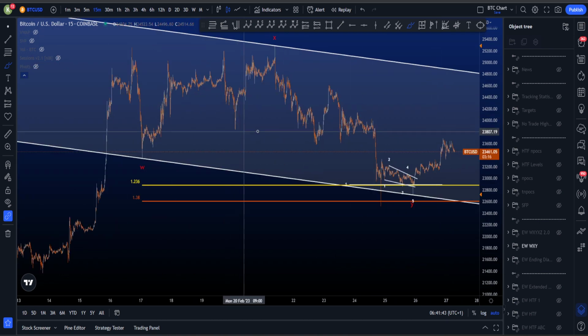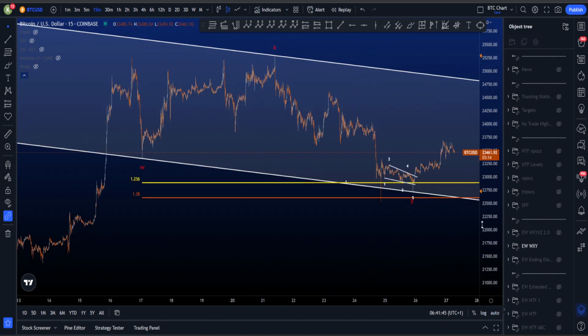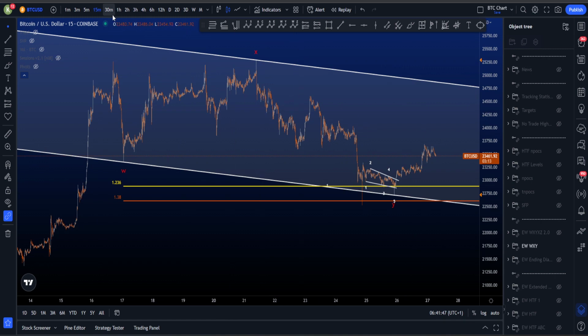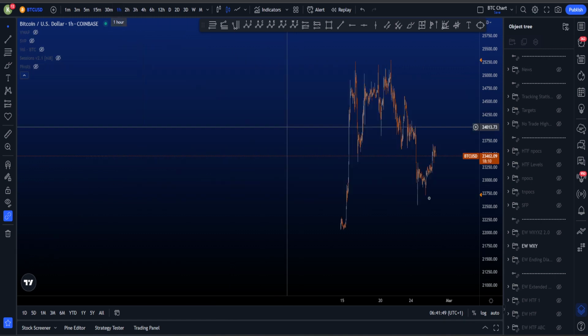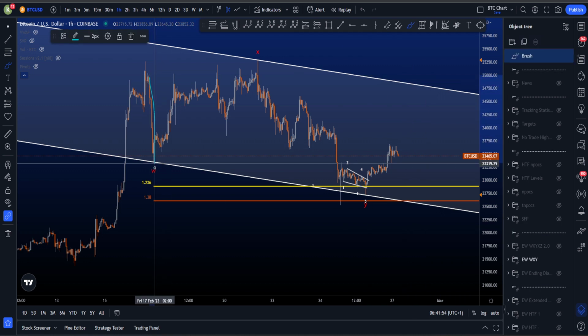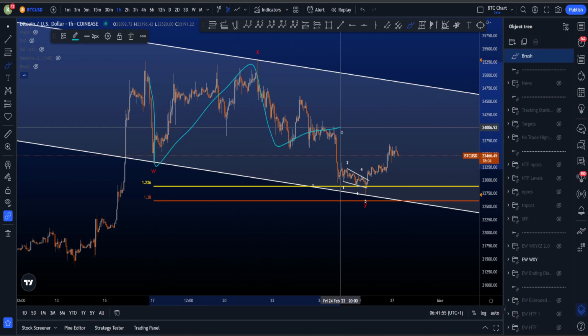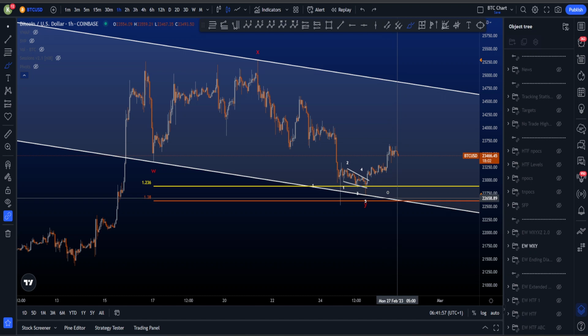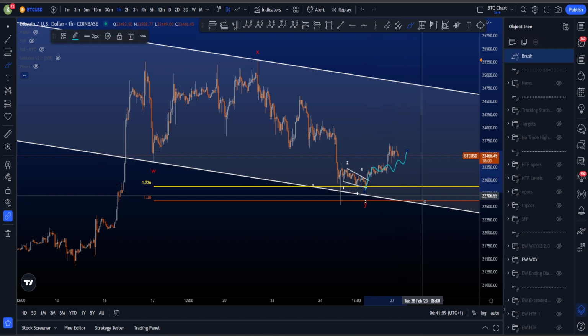So my preferred scenario is that this is currently some sort of a WXY or a WXYXZ, which I will show in a second. But basically this being a zigzag, then we have an X, then we have a 3-wave Y, and we are now working on our way to the upside.